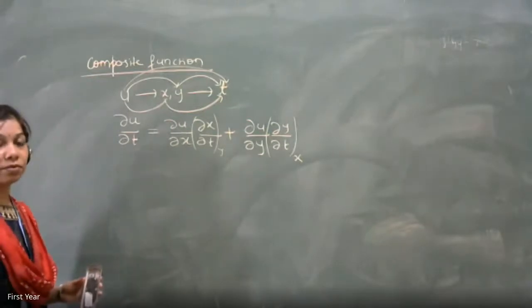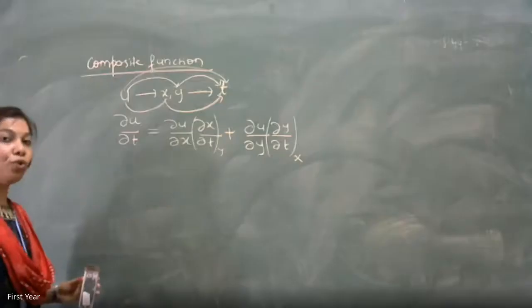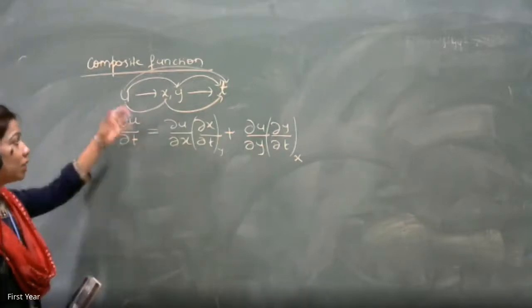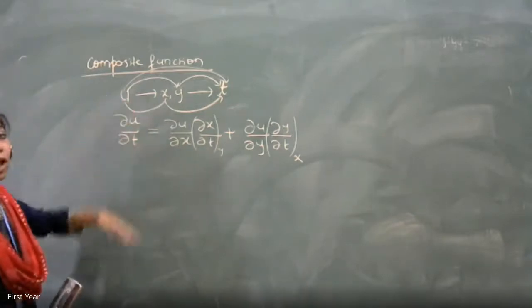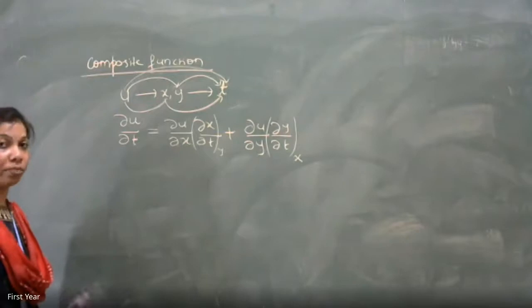Okay, fine. Ma'am, it is just like a chain rule or else? Yes, it is chain rule only. Partial derivatives of composite functions are found with the help of chain rule. This is chain rule only. Yes, ma'am. Okay, fine.